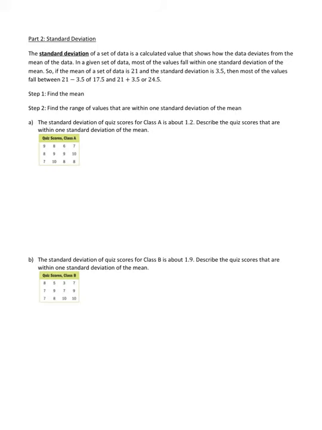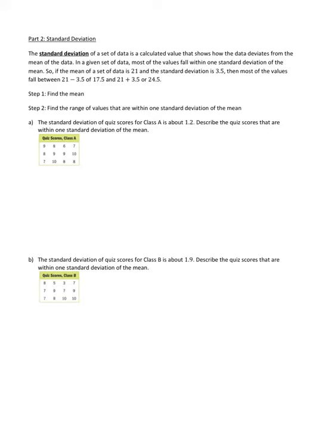All right, on the back we move into standard deviation. So a distance from the mean that is standard. The standard deviation of a set of data is a calculated value that shows how the data deviates from the mean of the data. In this case, we had to find the MAD on the front. On the back, good news. The value for the standard deviation is already going to be given to you. You will explore this a whole lot more in high school in Algebra 2. Not really at all in Algebra 1.